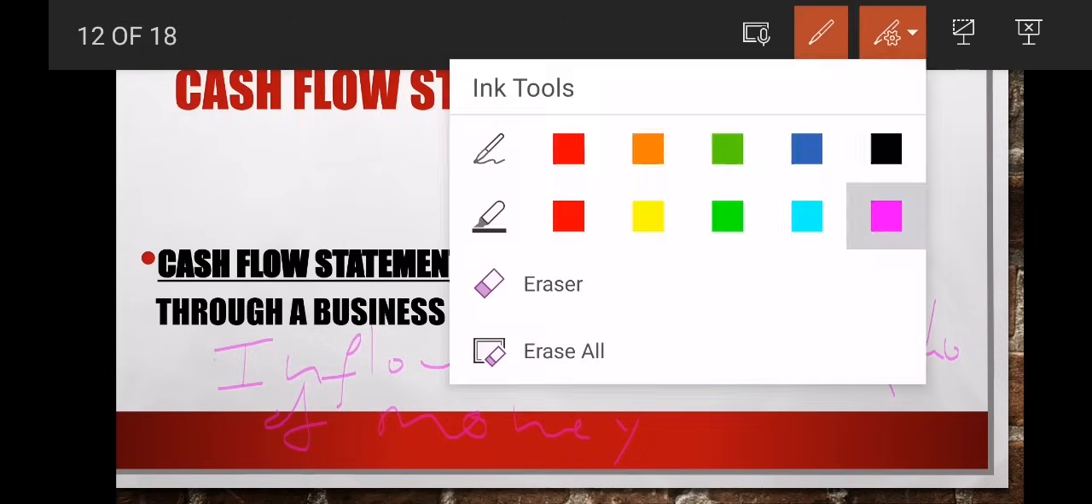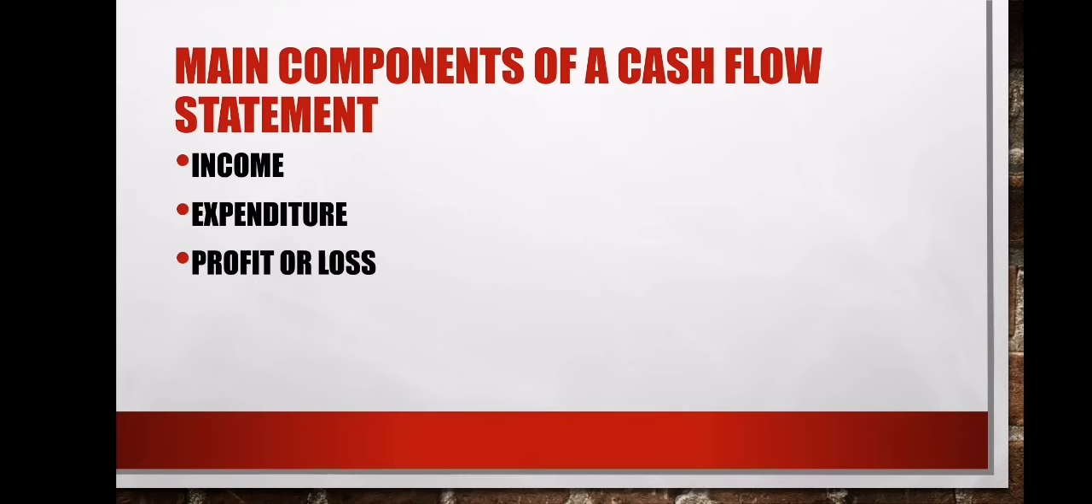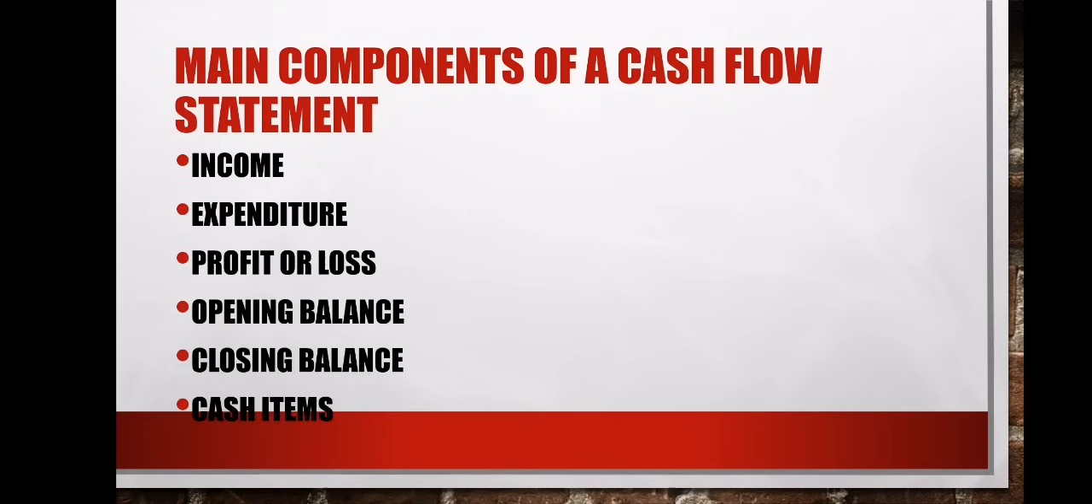But in a cash flow statement, we also have components that we have to check. One, you will get income there, expenditure, profit or loss, opening balance. And opening balance is the only one that you get in a cash flow. You don't get it in a balance sheet, you don't get it in a budget. We also have closing balance, then cash items. So we look at the inflow and outflow of money, hence we say cash flow. It's whether the money is getting into the business or getting out of the business.